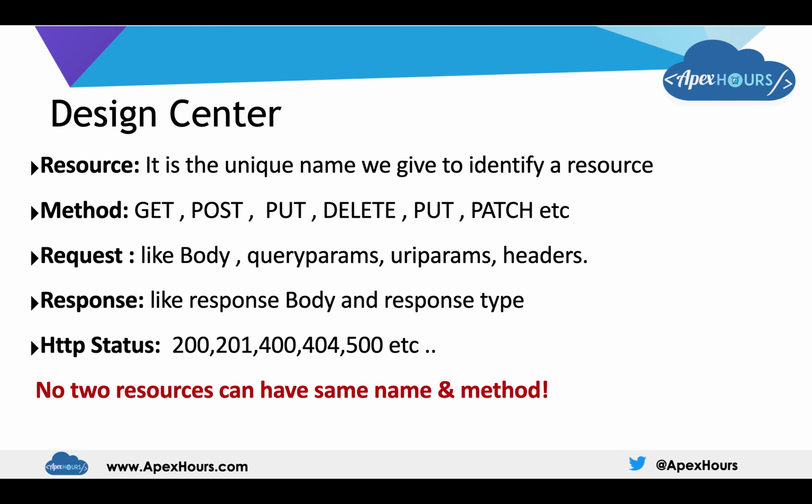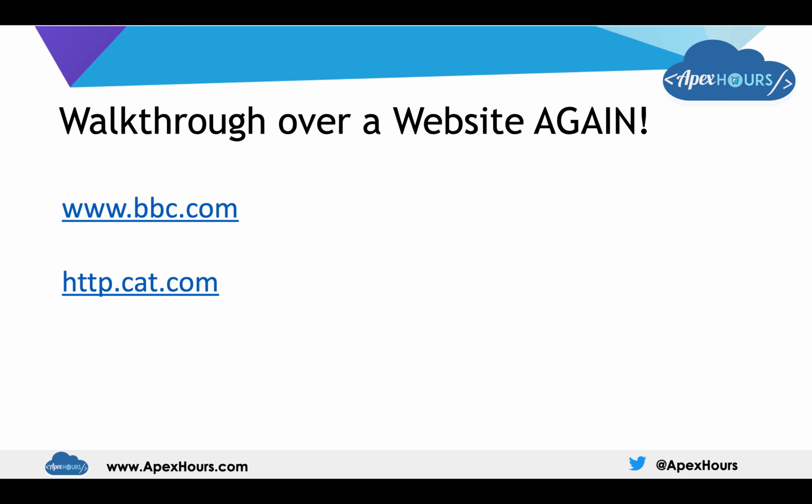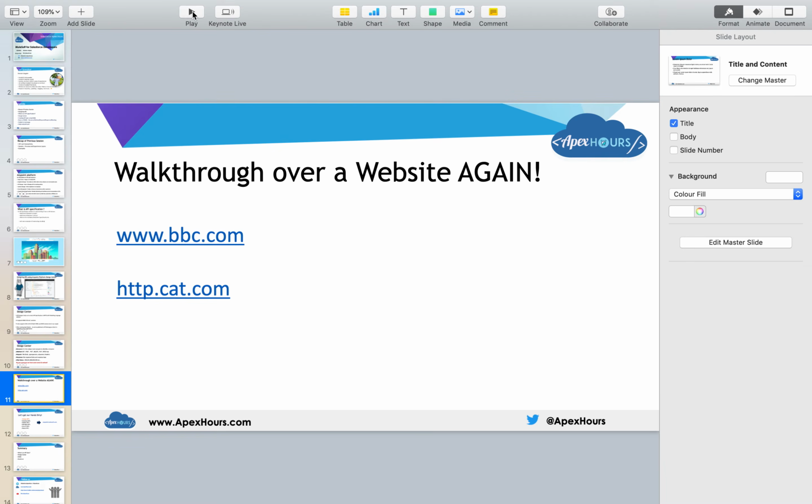and that should not have the same name. For example, get order details: you cannot have two get order details, like a GET method get order details and another GET method get order details. But you can have one GET method get order details and another POST method get order details. The method should not be the same with the same name of resource. Right, so I will walk you through the website again. I showed you this in our very first example, so let's go there and see.